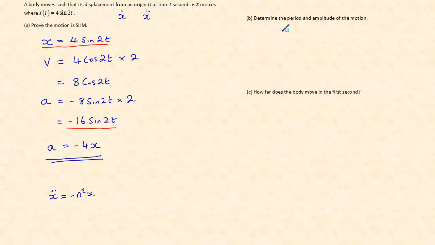We want to determine the period and amplitude of the motion. So we can see from here, remember this is n squared, that n equals 2. T is equal to 2 pi over n. So that's 2 pi over 2, and here we know it's seconds, so that's going to be pi seconds for the period. Now the amplitude we just get from here.